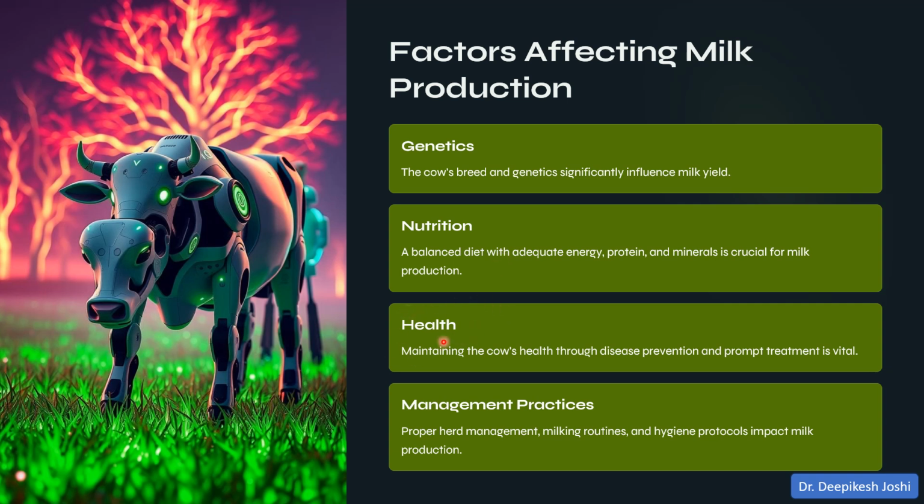Then the health of the animal is also very necessary. If the health is not well maintained, then even if we have good genetics, the animal will not be able to give milk, because it may have various diseases which cause a decrease in milk production, like mastitis. Management practices should also be good. We should have proper timing of AI. We should do proper vaccination and proper deworming. Only then can we ensure good milk production.